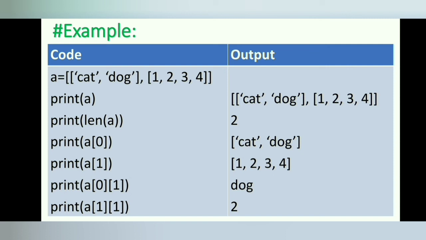Similarly, the print a[1][1] will return the value 2. In this case, the computer will go to the element at position 1, which is a list of 4 items, and then from that it will access the element at position 1, so the output will be 2.